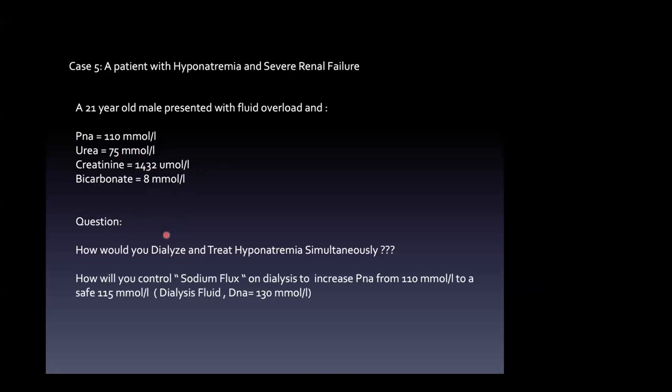So now my question to the audience is, how will you dialyze this patient and how will you treat the hyponatremia? For non-nephrologists, you are dealing with two problems here. Number one, you have to dialyze the patient. You have to dialyze them against a dialysis fluid whose sodium is around 130. When you dialyze somebody against a dialysis fluid sodium of 130, there is a risk that their plasma sodium will also go up to 130. And as I told you, if you rapidly increase the plasma sodium, then you are at risk of getting osmotic demyelination syndrome.